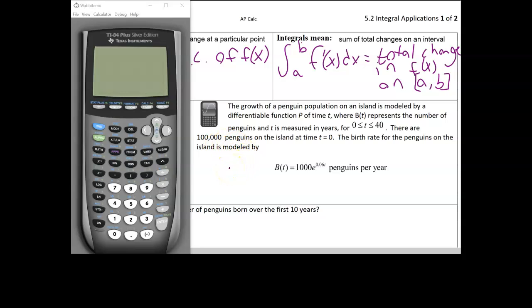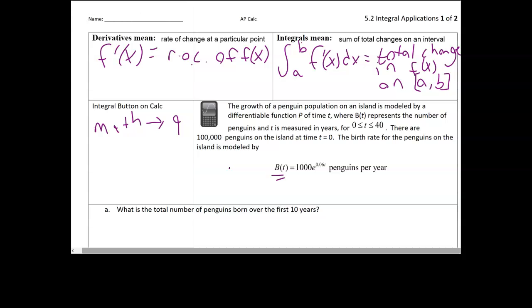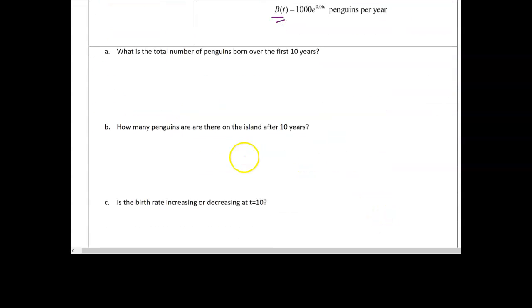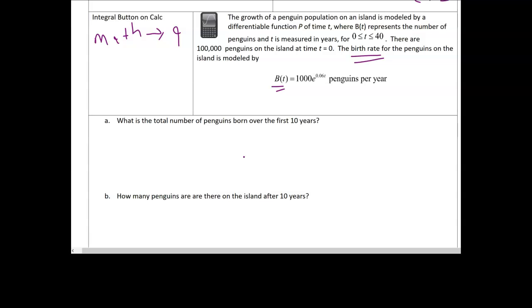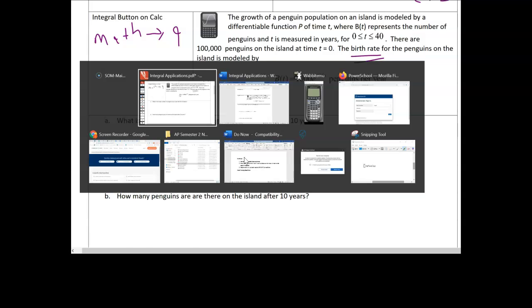This was on a previous mastery. It was a rate in, rate out type of problem where penguins were born and penguins were dying. We're just going to worry about the penguins being born and not think about the dying penguins this time. Notice in the text it says birth rate is b of t. So this function is essentially already a derivative. It's the rate at which the population is growing, right? So we have 3 questions here. Not all of them are going to use integrals. So the challenge here is to figure out which one is which.